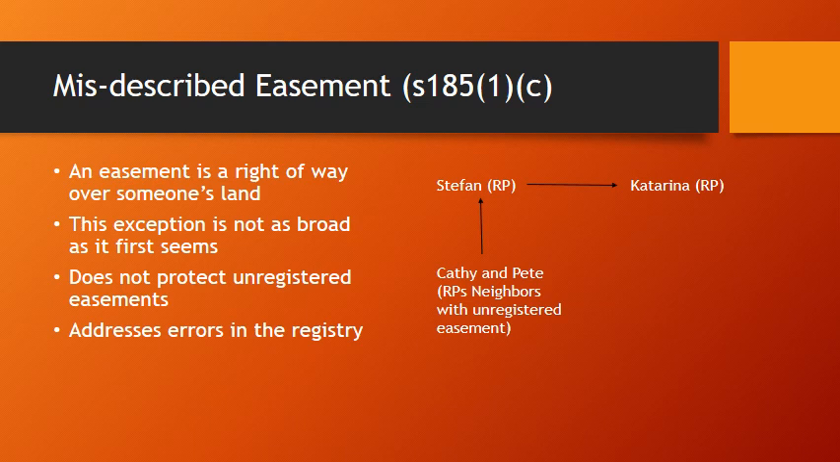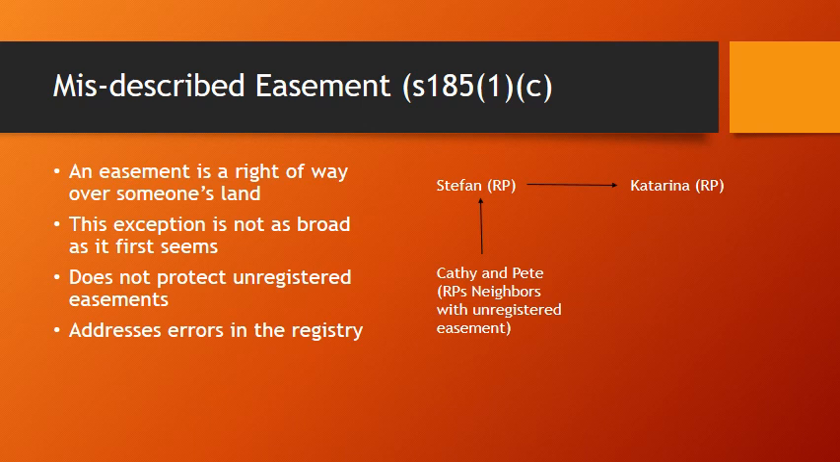So let's just assume in our example on the right-hand side, we've got Stefan, who's the owner of the property. Kathy and Pete might be the neighbours of Stefan. This is a rural property. And they have some form of unregistered agreement that Kathy and Pete can use Stefan's property to drive their car across. If that's the case, and it's been unregistered, it still might be called an easement in terminology, but it's unregistered. So they won't be protected if Stefan then sells the property to Katerina.